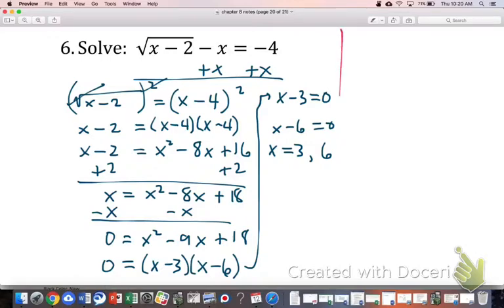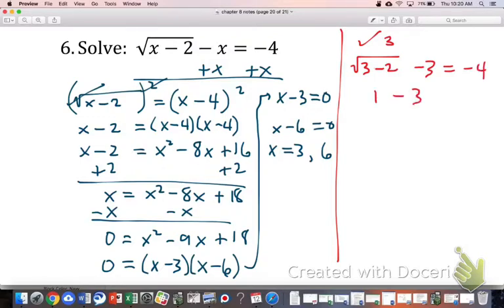So let's see here. If I check 3, I would get square root of 3 minus 2 minus 3 equals negative 4. So square root of 3 minus 2, that's just 1. 1 minus 3 equals negative 4. And look at that. I don't think this works, does it? Negative 2 equals negative 4? I don't think so. So I would say based on that, 3 didn't check, it's out. Will 6 work? Let's find out.